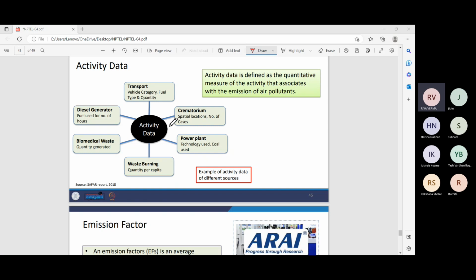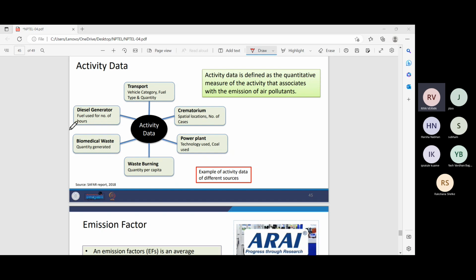Is it a hydrothermal power plant, or is it some thermal power plant, or is it some nuclear power plant? Anything. Waste burning: the quantity per capita, the amount of waste generated per capita, how much waste is burnt each day, that is your activity data.